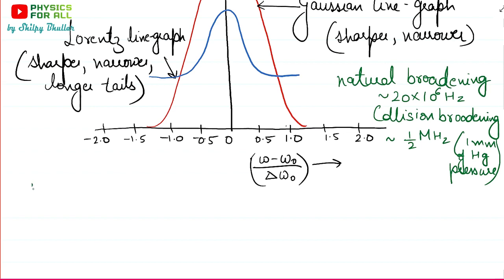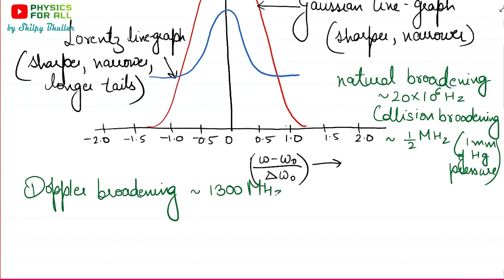The Doppler broadening here is very, very large. It's quite larger than the other two broadenings. Doppler broadening comes out to be around 1300 megahertz, and this one is obviously dominating the other two. Whatever laser we have under normal conditions, we expect all the broadenings to occur. Natural broadening will always be there, though it is not the dominant one. It is observed, but still it is the smallest broadening, and sometimes its value is comparable to the broadening from collision.